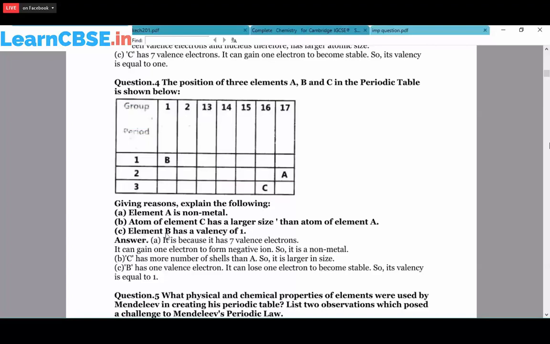Next question. Element B has a valency of 1. Yes, the element B is present in group 1. The group number 1 always indicates how many electrons are present in the outermost shell. So here it is 1, one electron in the outermost shell. So the element B can easily lose the 1 electron and form the stable configuration. So its valency is 1.